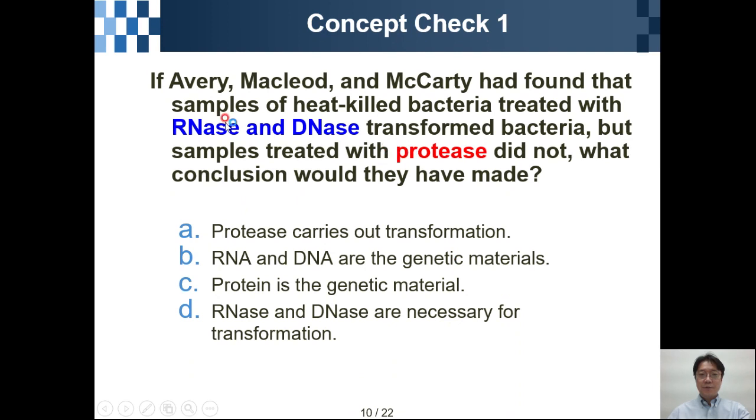The question is, if Avery and McCarty had found that the sample of heat-killed bacteria treated with RNase and DNase transformed bacteria, but samples treated with protease did not, what conclusion would you have made? So the conclusion will be that protein is the genetic material. The answer will be C.